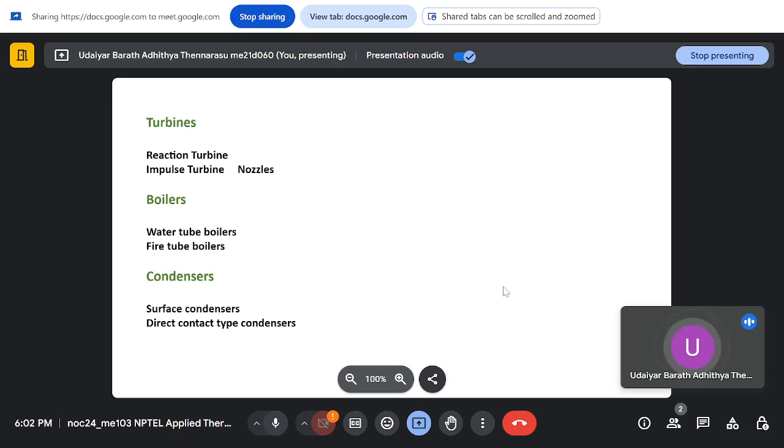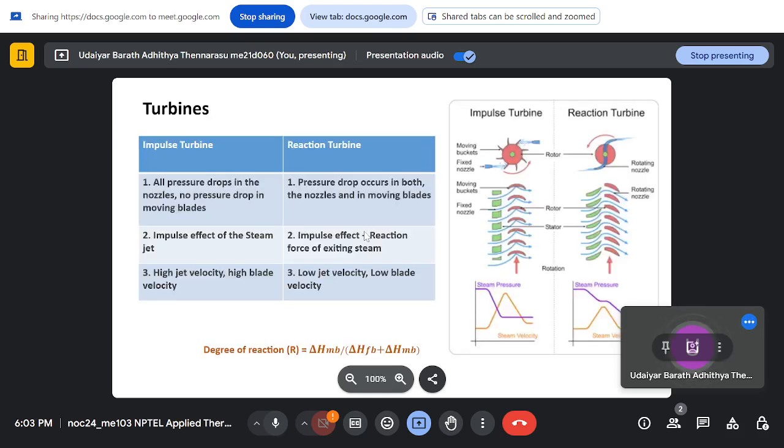The turbine comes in majorly two types. One is a reaction turbine and the other is an impulse turbine. Then after the turbine, you again have to reject heat, so you need a condenser. These are the major components of a Rankine cycle. We'll see each of them briefly, give a short introduction of each, and then move on to some problems.